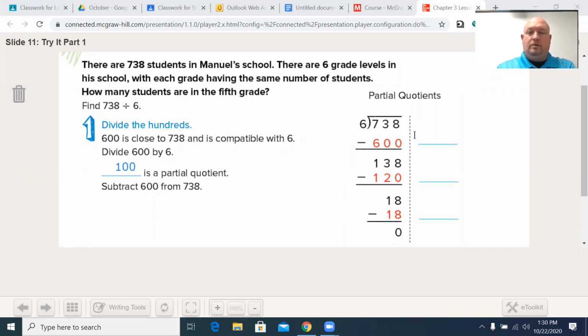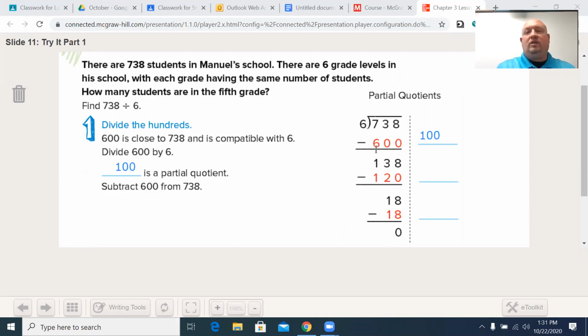Also, put it over here. The 6 times 100 is 600. If you wonder what we're going to do with these, eventually each of these partial pieces, we will add up. And you'll notice that we're dealing with the hundreds. And then when we regroup, we'll be dealing with the tens and then the ones.